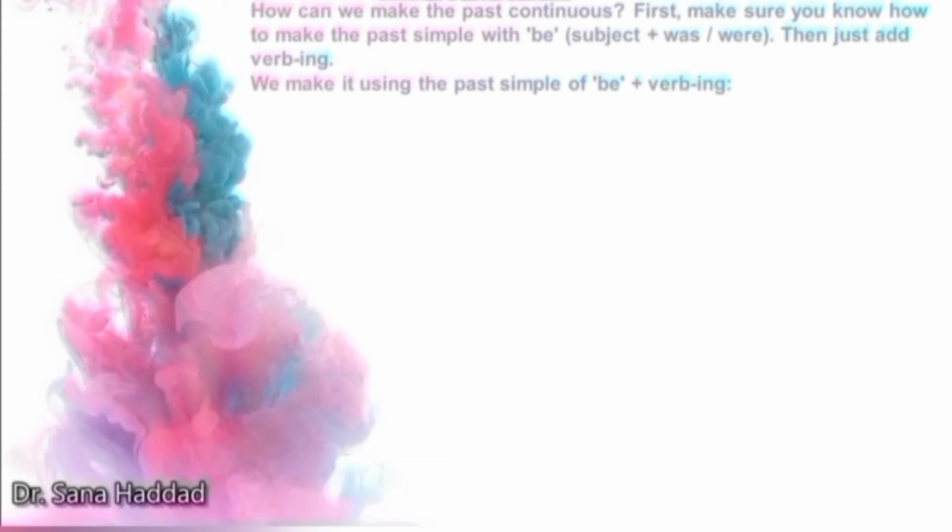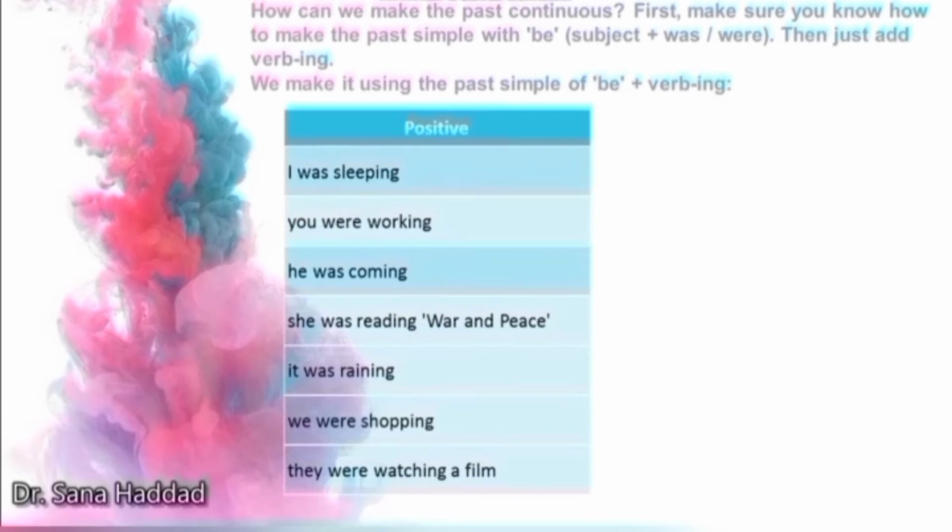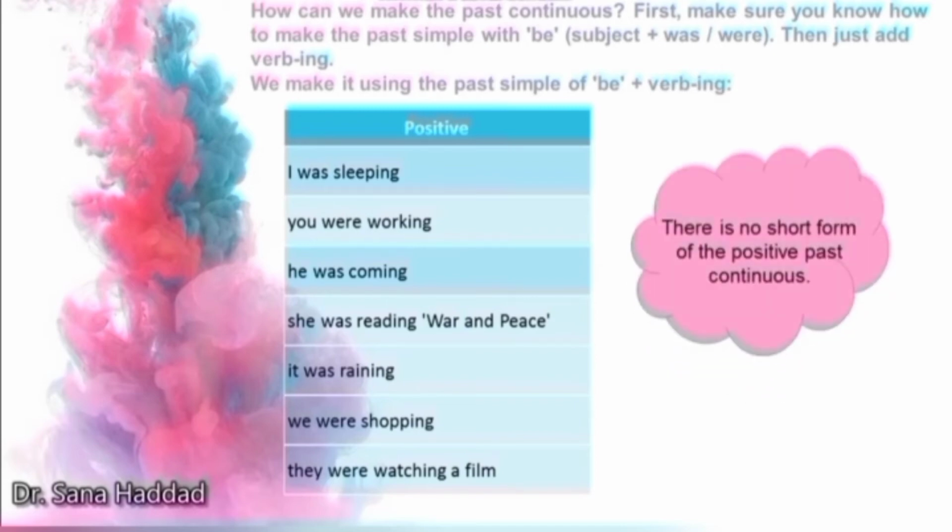First, make sure you know how to make the past simple with be, subject plus was or were, then just add the verb and ing. We make it using the past simple of be plus verb and ing. I was sleeping. You were working. He was coming. She was reading War and Peace. It was raining. We were shopping. They were watching a film. There is no short form of the positive past continuous.